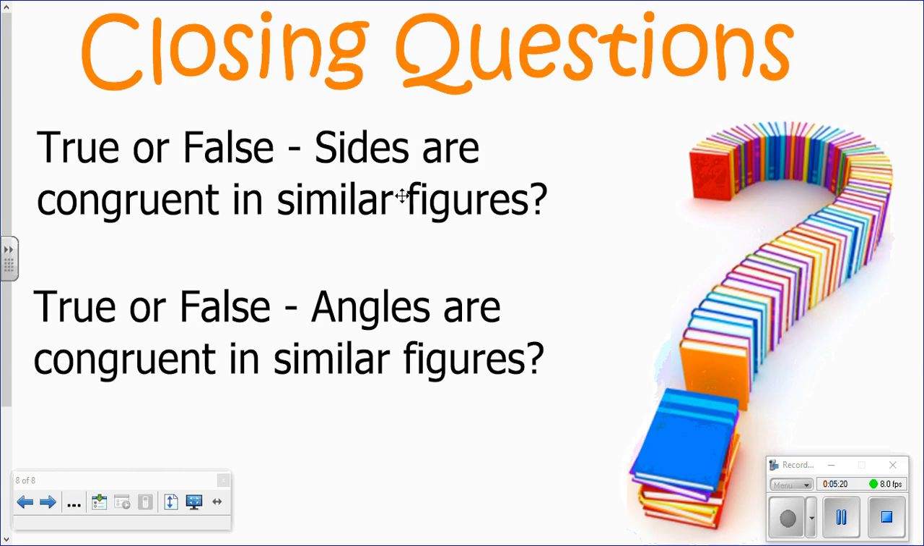True or false? Sides are congruent in similar figures. They don't have to be congruent, they have to be proportional. Angles are congruent in similar figures. True. The angles always stay the same.